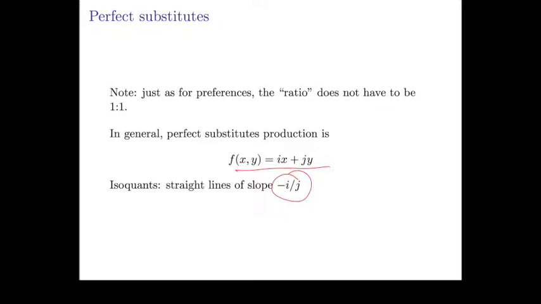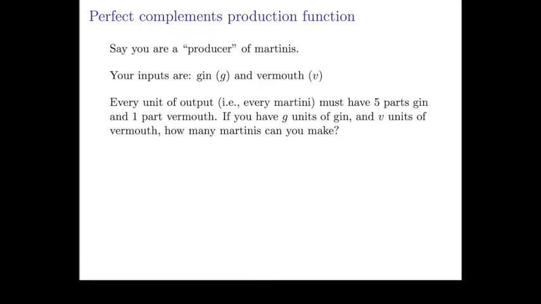Now, we've seen perfect substitutes. What about perfect complements? Does it make sense to have perfect complements in production? Sure it does. Let's suppose what you produce are martinis. Well, if you want to produce a martini, you're going to need gin and vermouth. So every unit of output, every martini you produce, needs 5 parts gin and 1 part vermouth.